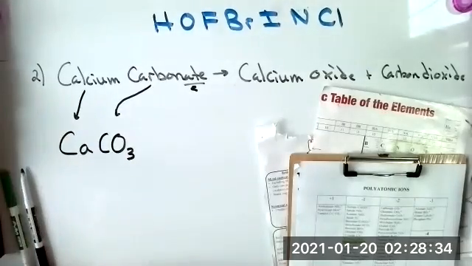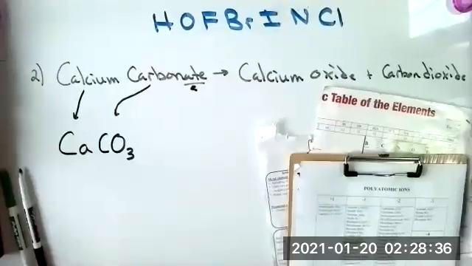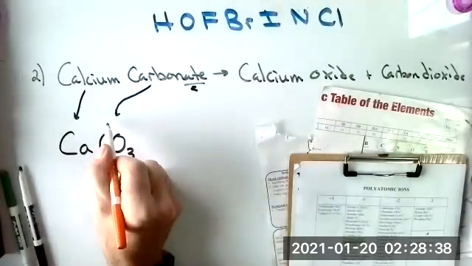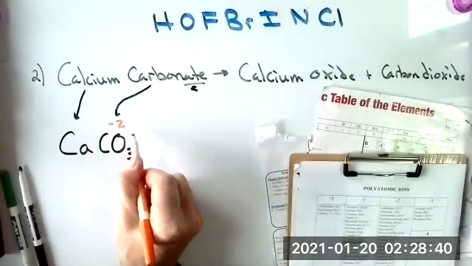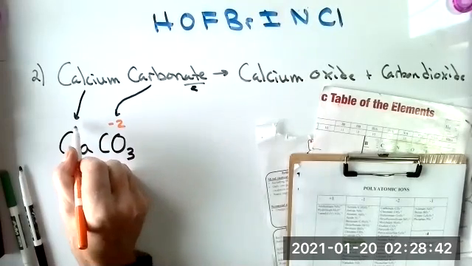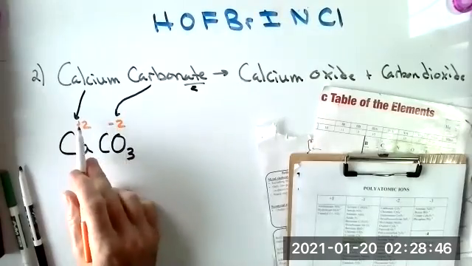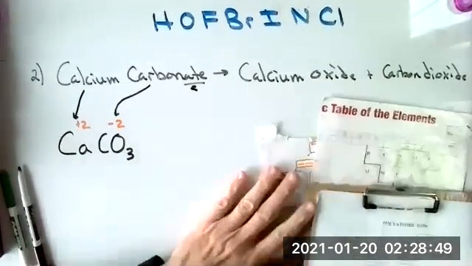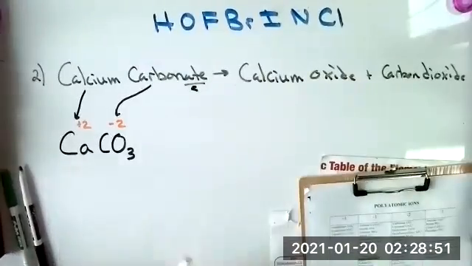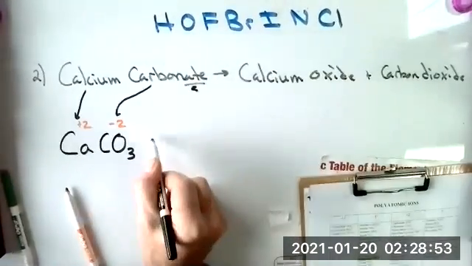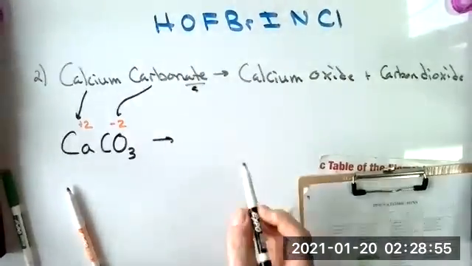And then the oxidation numbers, you know you have to do that unless it's two nonmetals together. According to the table, that's a -2. And according to your periodic table, that's a +2. And that is perfect because those two will add up to 0. All right, so calcium carbonate is done. Now, let's check the product side.